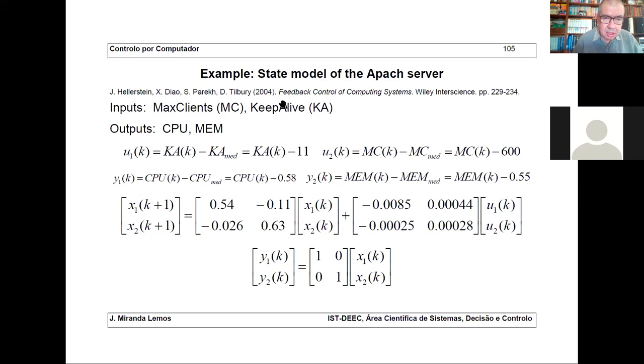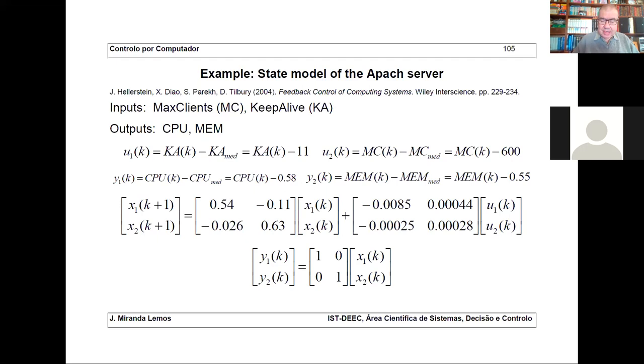Now, instead of saying this is a static variable that has one number, you can treat this as a dynamical system in which these two variables, MC and KA, are variables that you can manipulate so that the server maximizes, for instance, the number of messages per unit time that it delivers. Now, the outputs of the server are the occupation of the CPU and the occupation of memory, okay? And this is changing in time, and the changes depend on your choices for these input variables. We have two inputs, MC and KA, and two outputs, CPU and memory, okay? So I can treat this as a system. What is the dynamic of the system?